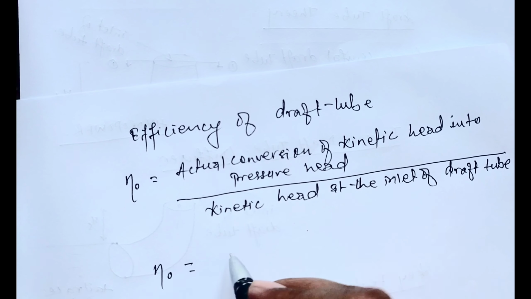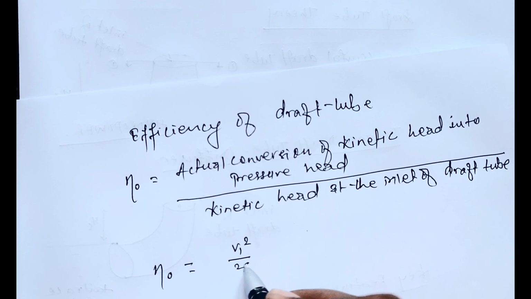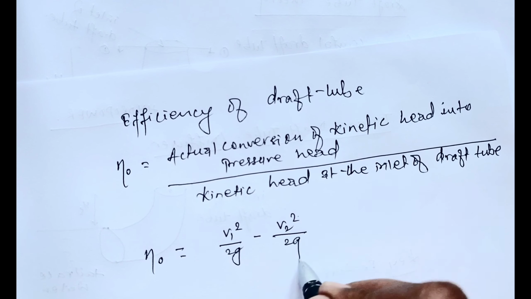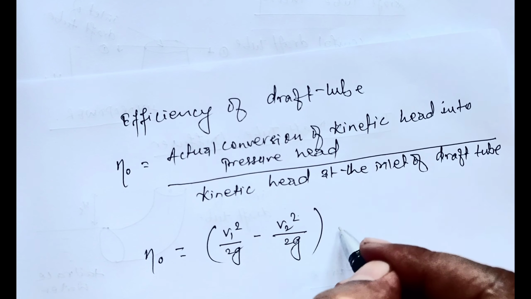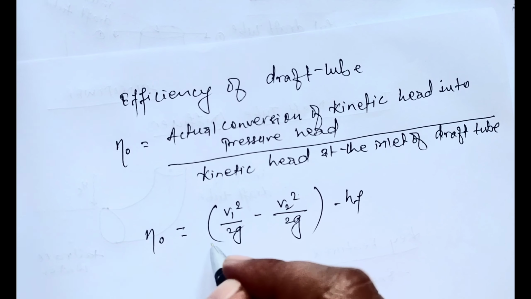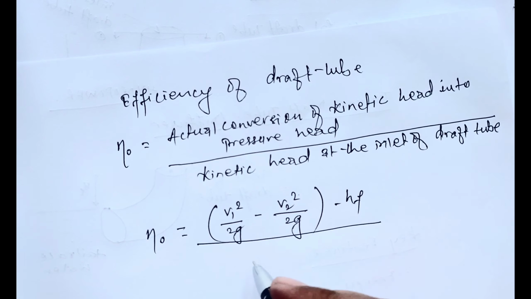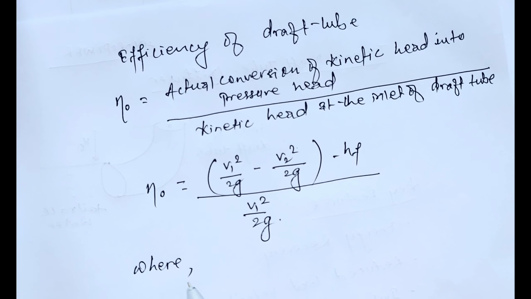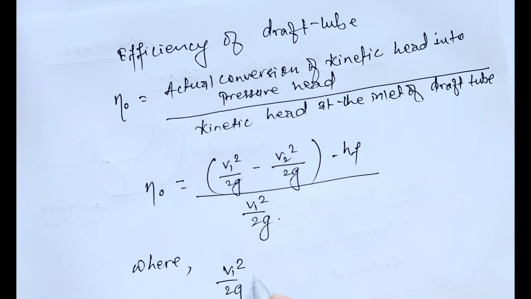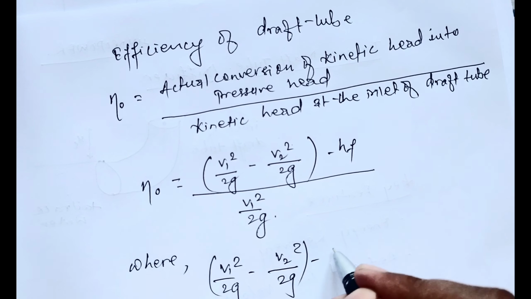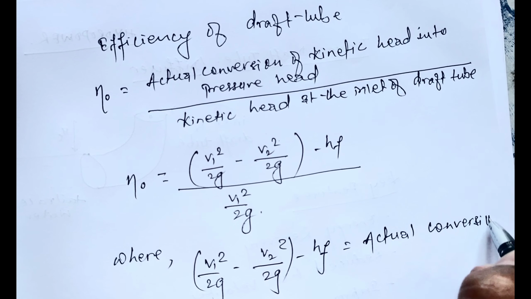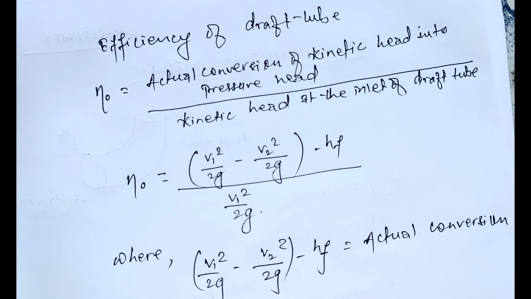Equals V1 square by 2G minus V2 square by 2G minus HF, whole divided by V1 square by 2G, where V1 square by 2G minus V2 square by 2G minus HF equals AC, actual conversion of kinetic head into pressure head.